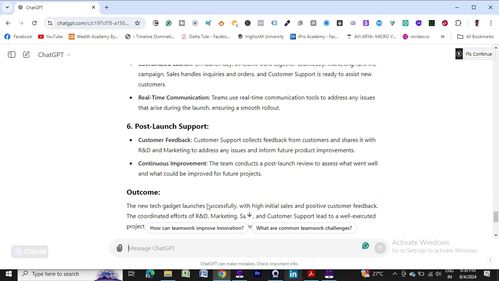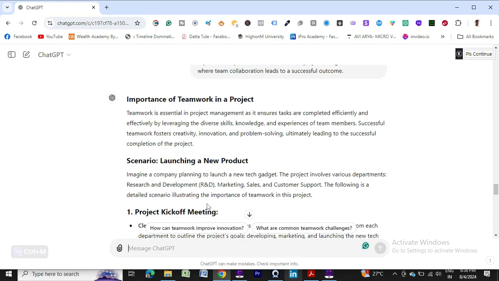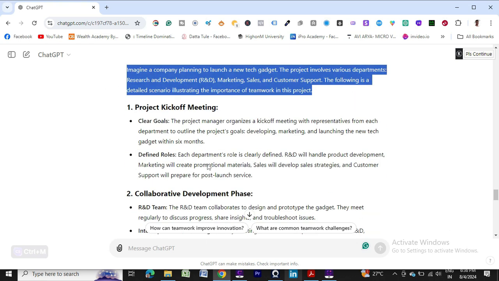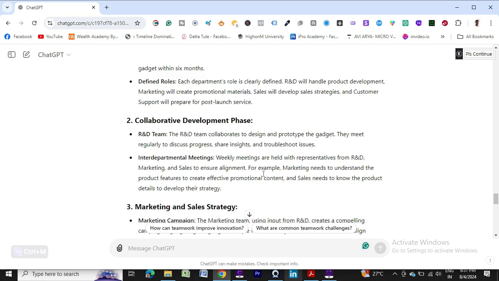Okay, so now you can see, since it was already mentioned that it is in a project, the importance of teamwork in a project, it has provided a scenario, and accordingly how a team is responsible for this and how a team can react to it. It has given step by step project kickoff meeting, then the collaborative phase, and all the scenario details.